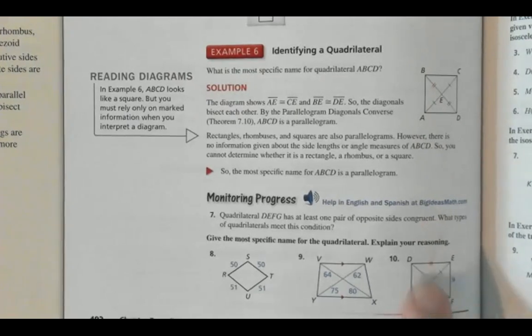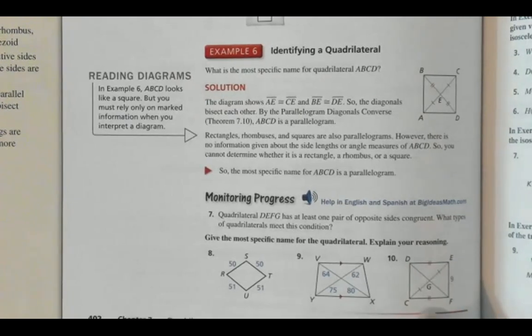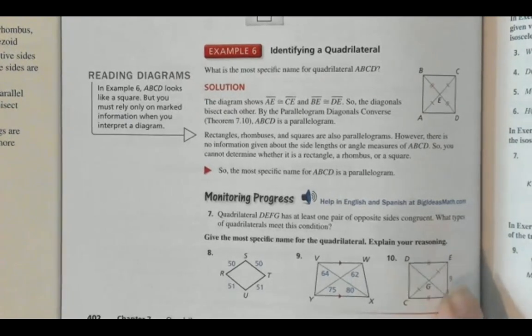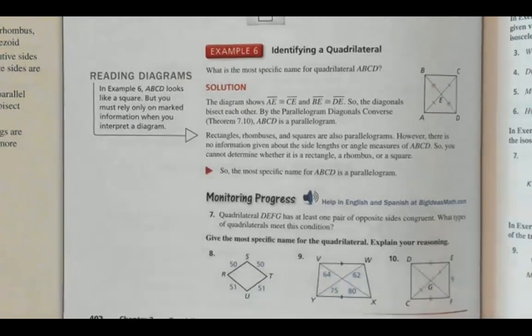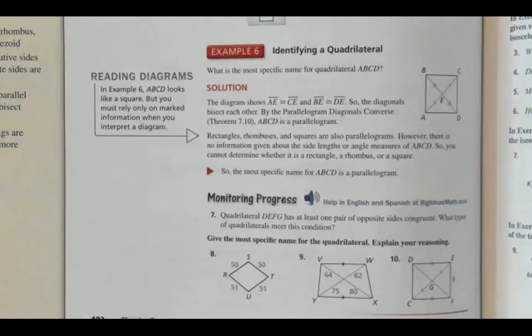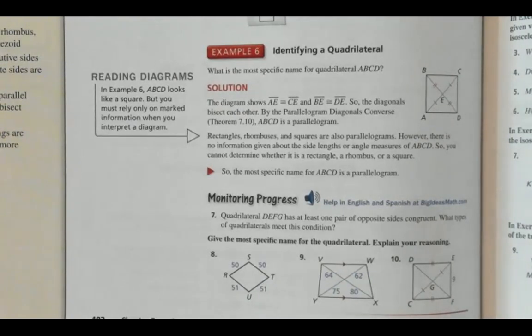And number 10, what do you think about number 10? On number 10, we have one set of opposite sides congruent. We have a value here, but we don't know how that goes with anything else. We show that one diagonal is bisecting the other, but we don't know anything about this diagonal. So for number 10, the most specific name you can actually say is quadrilateral. We just don't have enough information on that.